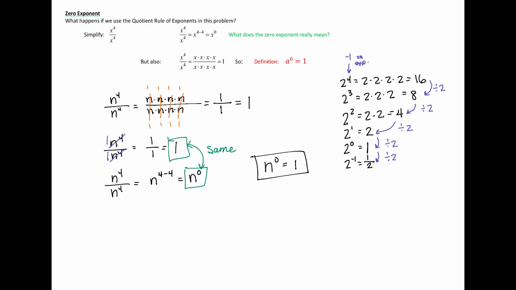Okay, I could keep going. What's half of a half? 1/4, which basically is 1 over 2 squared. Go again. What's half of a fourth? 1/8, which is basically 1 over 2 cubed. Okay, so this shows that a negative exponent in the numerator goes to the denominator and becomes a positive exponent. So this is kind of cool.